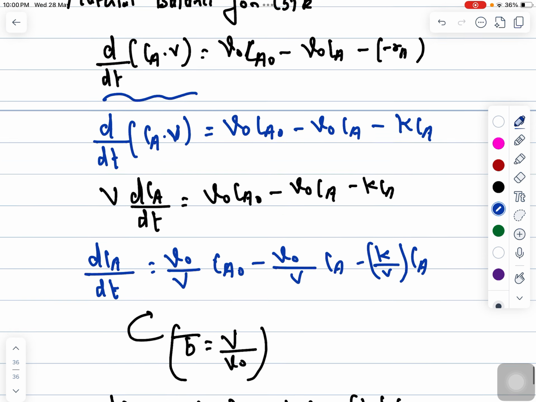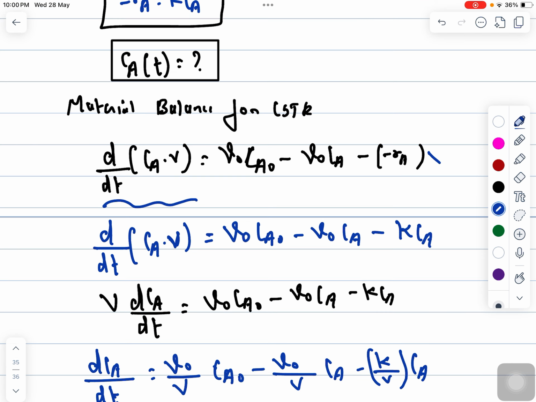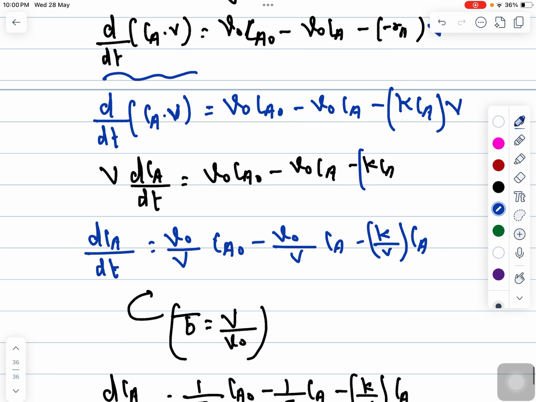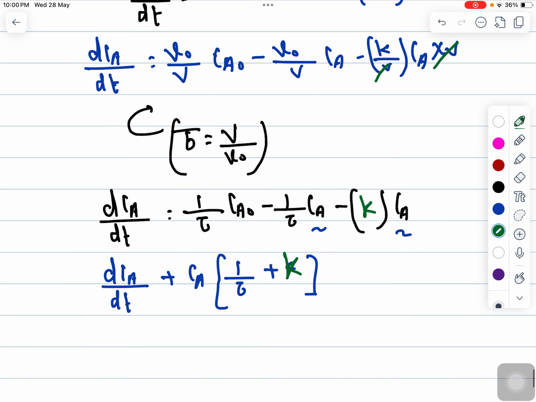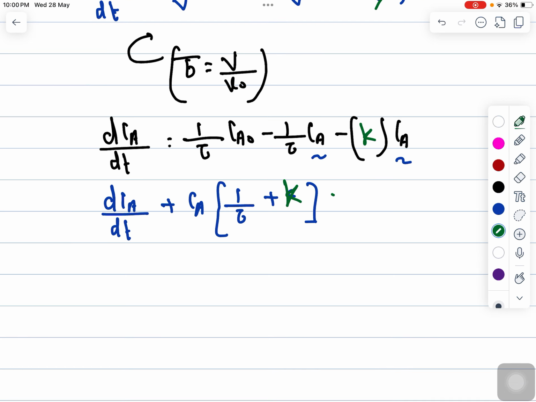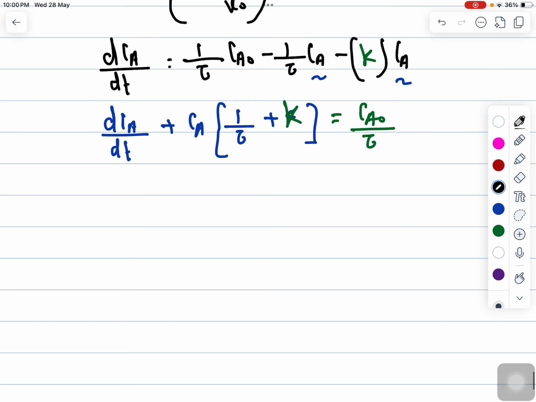Sorry, there will be minus Ra into V, in minus out. So there will be a multiplication of capital V here in the rate of reaction term. Sorry for that. If you multiply these things, this will get cancelled out and finally you will be left with only K. So dCa/dt plus (1/tau plus K) Ca equals Ca naught divided by tau. This is very important to understand. Now I am assuming this is equation first for this lecture.